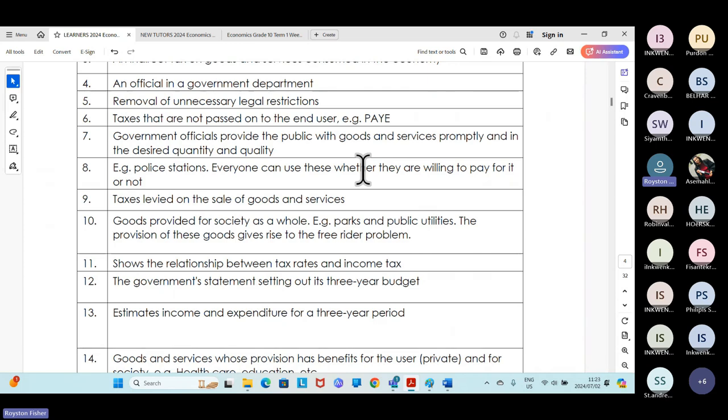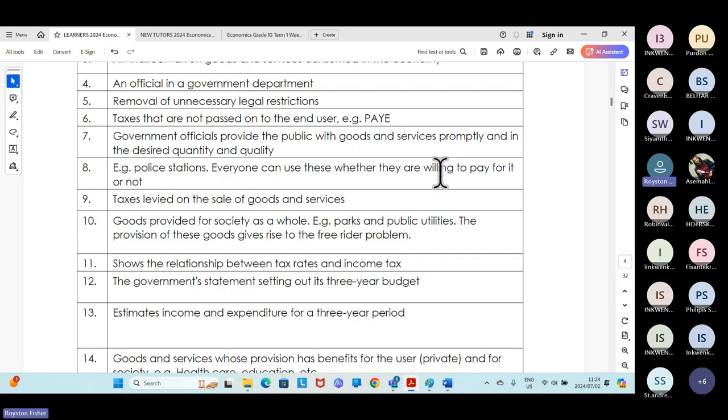Maybe Santa Crowley is on it with all the answers. We'll get to it. I love all the answers that I'll be receiving from all of you. Number 8 is a community good. And thank you, St. Andrews. Community good. So basically, everyone can access it, irrespective of whether you're going to pay for this or not.